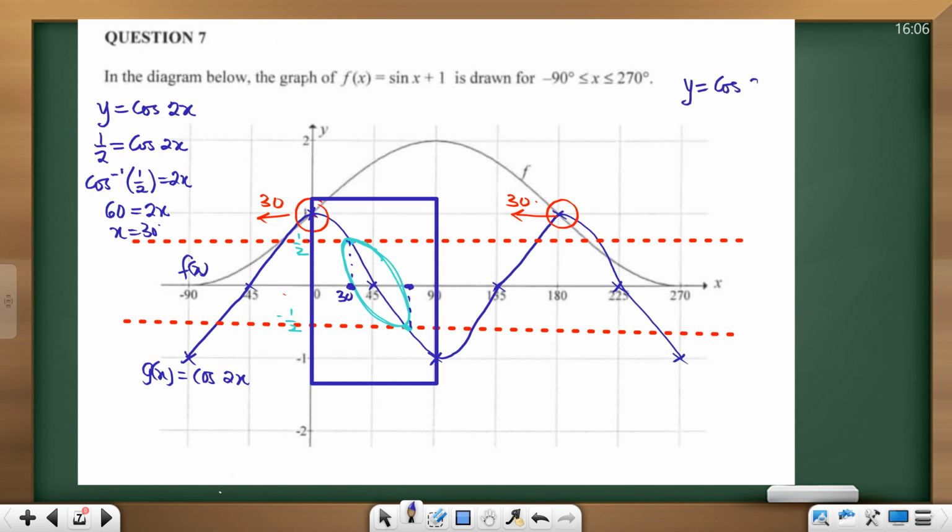So let me do it here, just for you. Y equals to what? Cos 2x. What is my y value? Negative what? Half equals to cos 2x. How do we get that? Is that fine with us? Negative half equals to what? No, 2x.